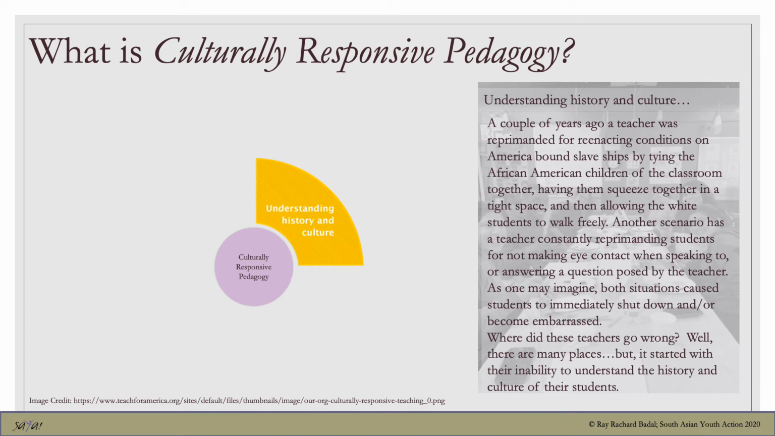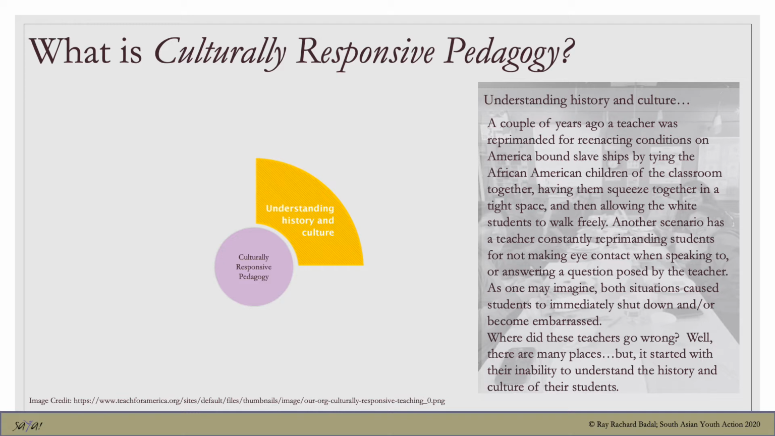Our second category is understanding history and culture. A couple of years ago, a teacher was reprimanded for reenacting conditions on American-bound slave ships by tying the African American children of the classroom together, having them squeezed together in a tight space, and then allowing the white students to walk freely. Another scenario has a teacher constantly reprimanding students for not making eye contact when speaking to or answering a question posed by the teacher. As one may imagine, both situations caused students to immediately shut down and or become embarrassed.